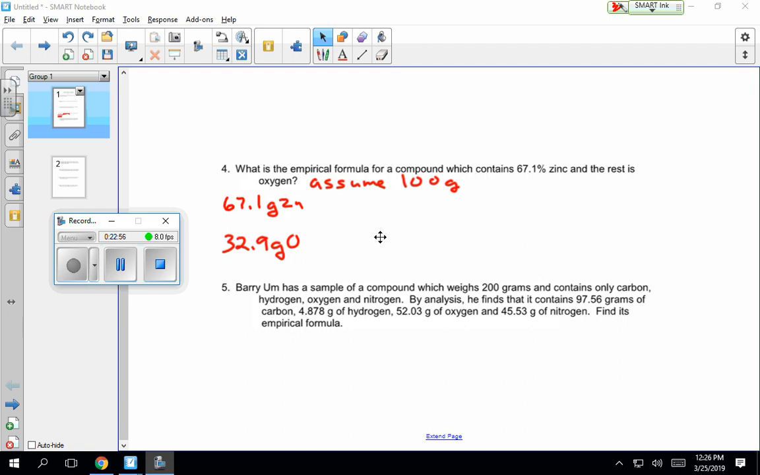That's good. Okay. So let's do some quick molar mass here. Nick, give me the molar mass of zinc. Zinc would be element number 30. 65.39 grams per 1 mole. And then oxygen is 16.00 grams per 1 mole.